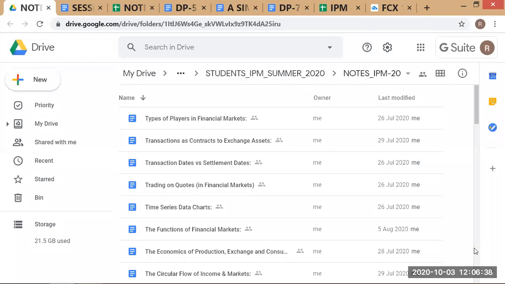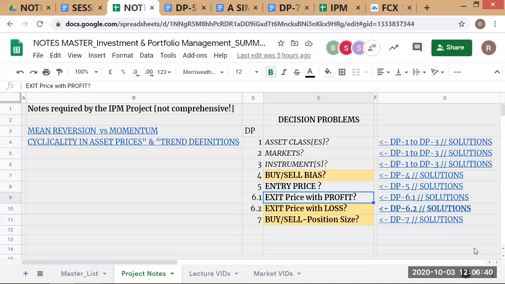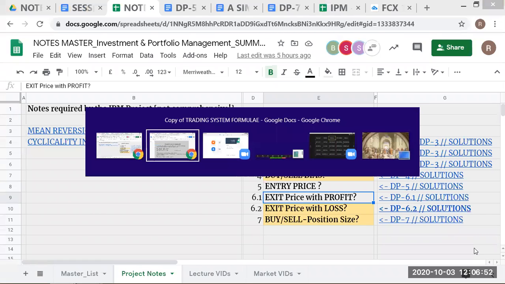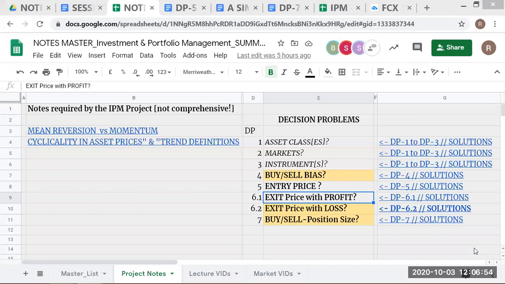Sir? Hello, is there a question? Yes, sir. Yeah, what is it? Sir, can you show the graph again?